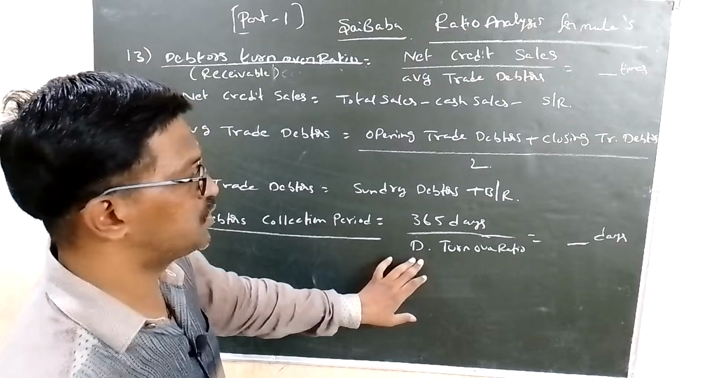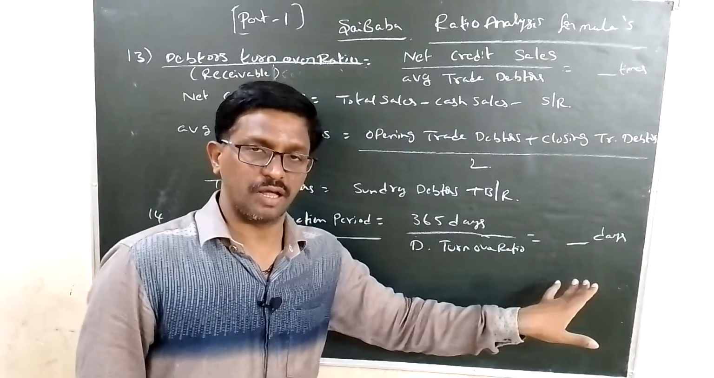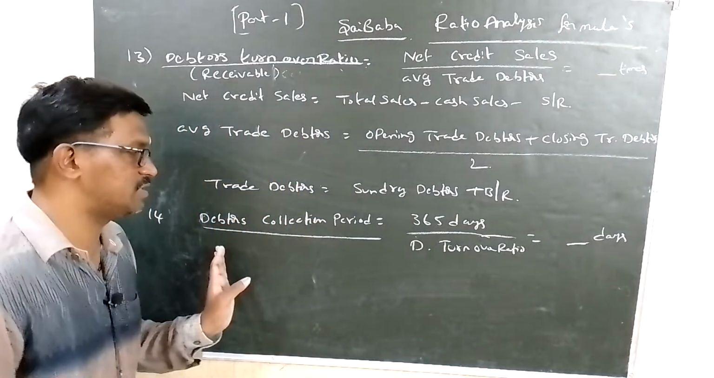It will be expressed in days, 90 days, 75 days, that is, 3 months will be expressed in days. Okay, this is the debtors collection period.